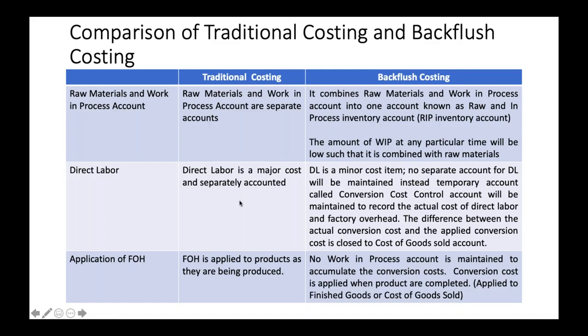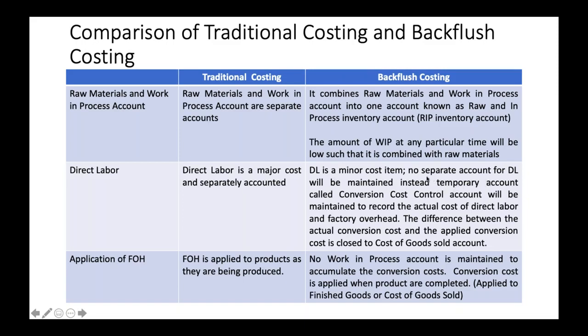Now, direct labor is a major cost and accounted separately in traditional costing. We used to debit payroll and credit all the contributions and accrued payroll. And then when we transfer the payroll to the factory, we debit the work in process account and credit payroll. Unlike in backflush costing, direct labor is a minor cost.